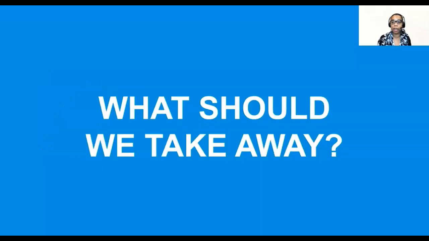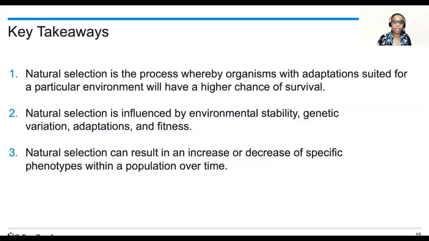What should we take away from today's lesson? Natural selection is the process whereby organisms with adaptations suited for a particular environment will have a higher chance of survival. Natural selection is influenced by environmental stability, genetic variation, adaptations, and fitness. And natural selection can result in an increase or a decrease of specific phenotypes within a population over time.